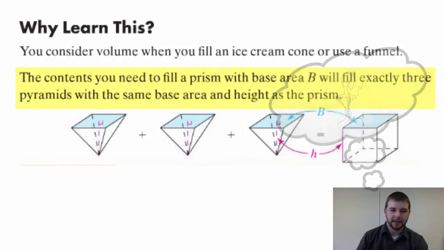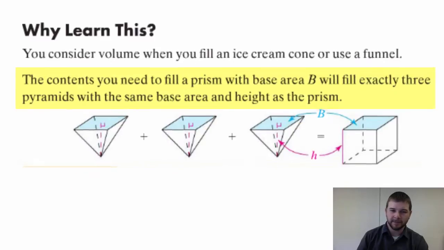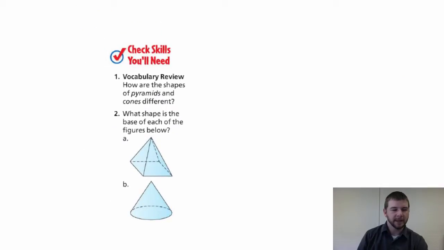The contents you need to fill a prism with base area capital B will fill exactly 3 pyramids with the same base area and height as the prism. And a check of the skills you'll need. Number 1, vocabulary review. How are the shapes of pyramids and cones different? And number 2, what shape is the base of each of the figures below?